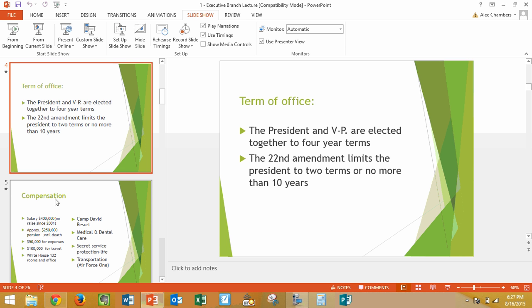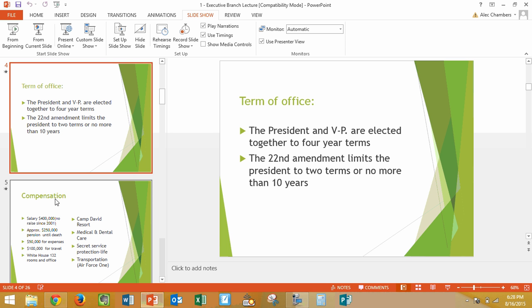So Vice President Joe Biden could serve from today until January 20th for 17 months and 4 days. And then, in theory, he could get elected to 2 more terms, or 8 more years, after that. So he could serve for 8 years plus 17 months and 4 days, which gives him a total of 9 years, 5 months, and 4 days.